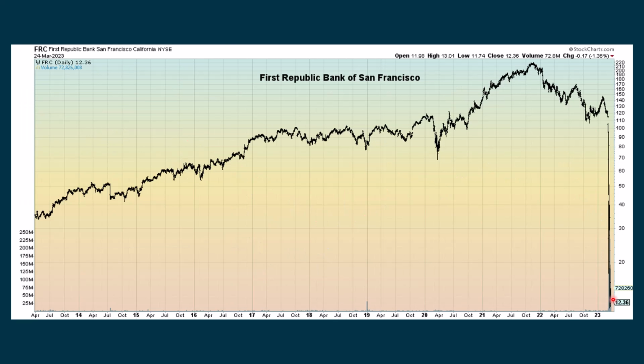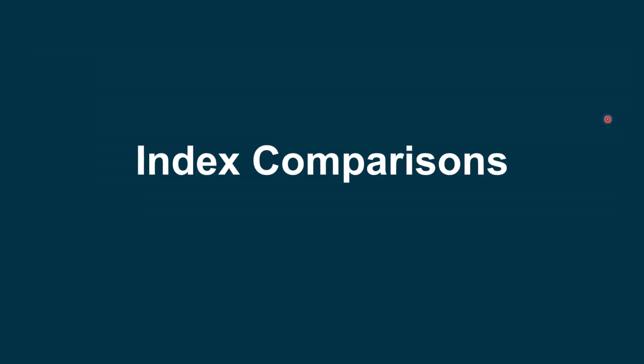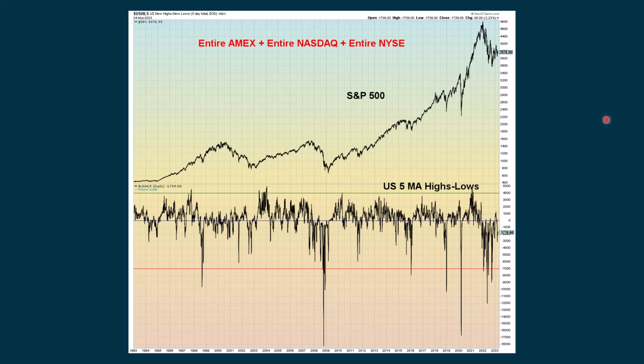And here's First Republic Bank, just because it's been so much in the news. Not so long ago, it was at about $115 per share. Currently, it's at $12.36 per share. Looking at some different indexes, this looks at the Amex, the NASDAQ, and the NYSE. Takes a 5-period moving average of their highs minus the lows. When we're above zero and advancing, that's positive. Well, we've dropped below zero.